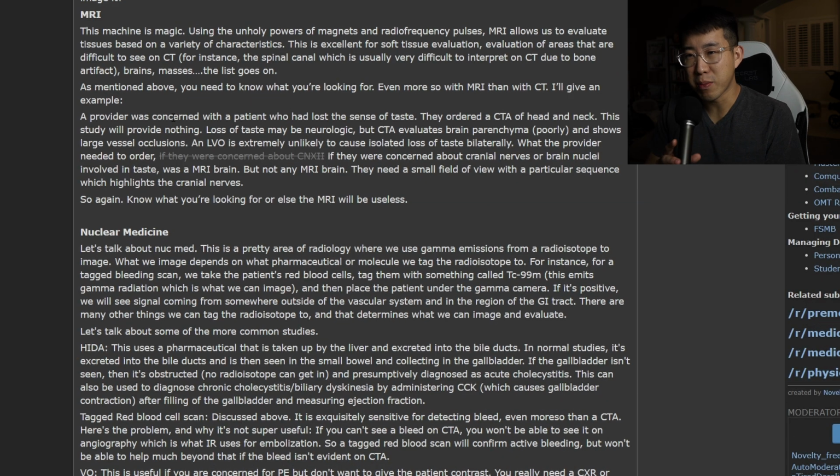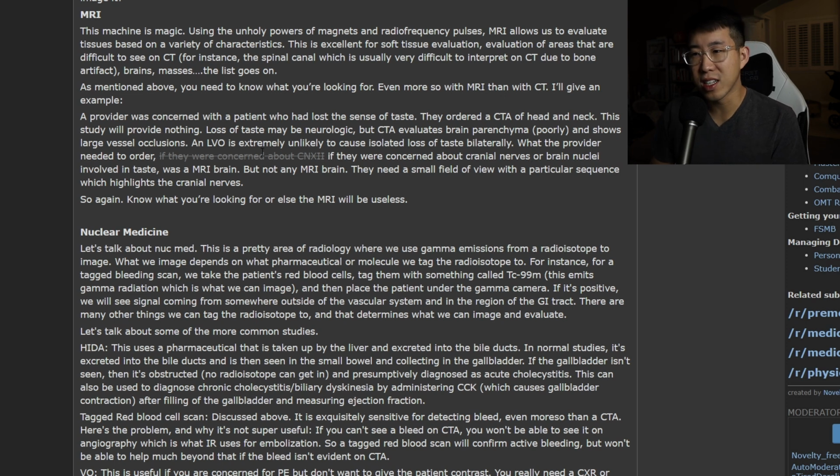He's providing an example. A provider was concerned with a patient who had lost the sense of taste. They ordered a CTA of head and neck. This study will provide nothing. Loss of taste may be neurologic, but CTA evaluates brain parenchyma poorly and shows large vessel occlusions. And LVO is extremely unlikely to cause isolated loss of taste bilaterally.